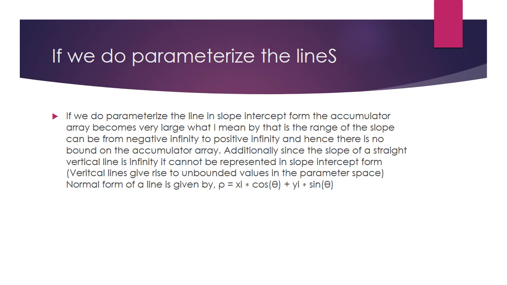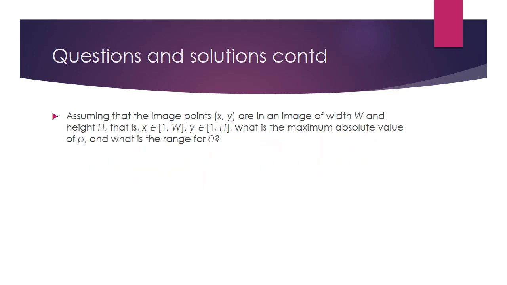since the slope of a straight vertical line is infinity, we all know that the slope of a vertical line can be infinity, in a way that it cannot be represented in slope-intercept form. Vertical lines give rise to unbound values in the parameter space. So those are basically the two reasons as to why we parameterize.